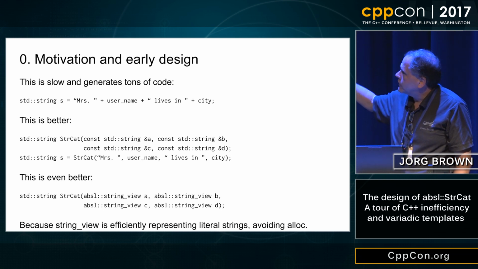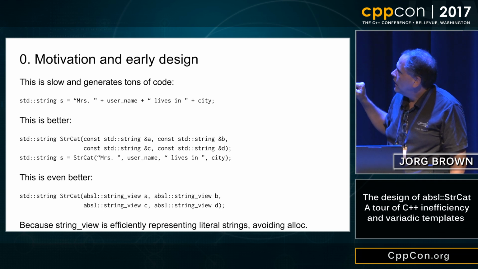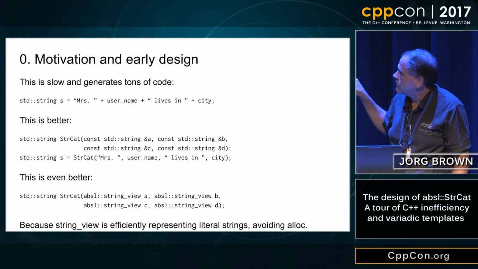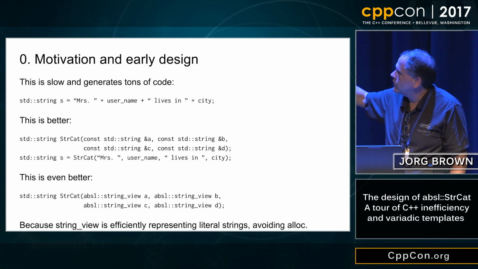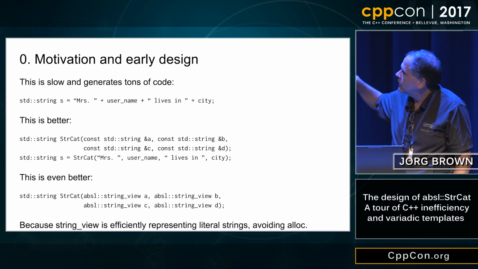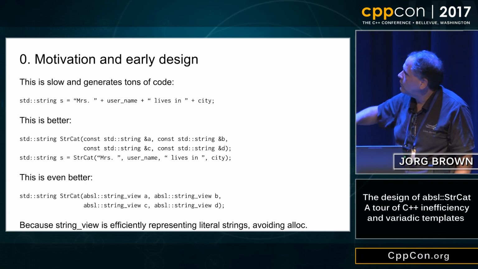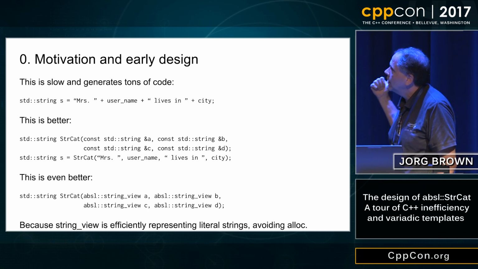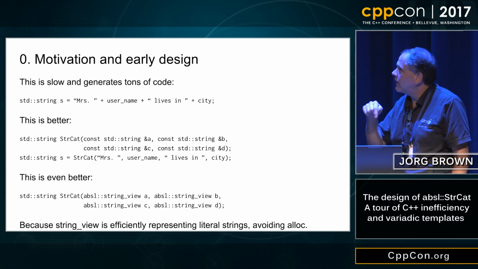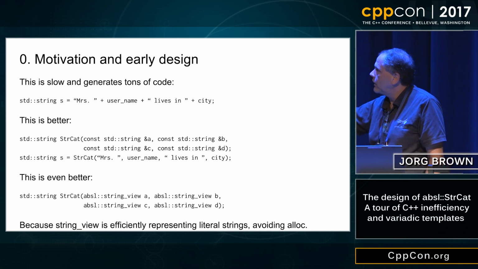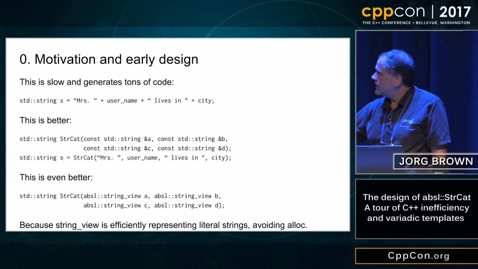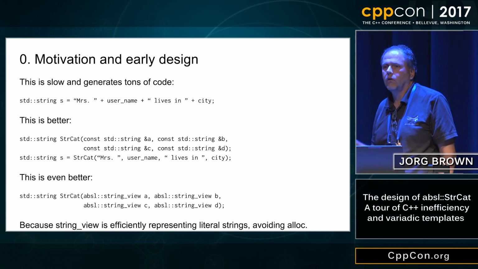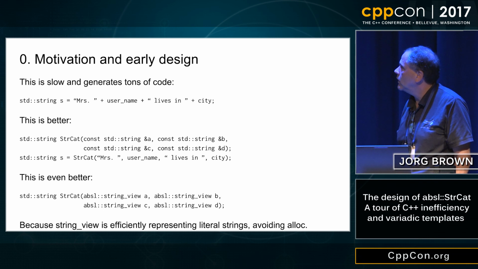So what started all this, more than 10 years ago, was there was a lot of this at Google, where people would construct a string using the plus operator. And the problem with that is that there are a crazy amount of temporaries constructed there. 10 years ago, it would construct the string for username, append "Mrs." to the front, and create a new temporary. Then it would take the temporary, add "lives in", make another temporary, then take that temporary and concatenate it with city, creating a final temporary. Then that final temporary would be assigned into the string, and then all the temporaries would be destructed.